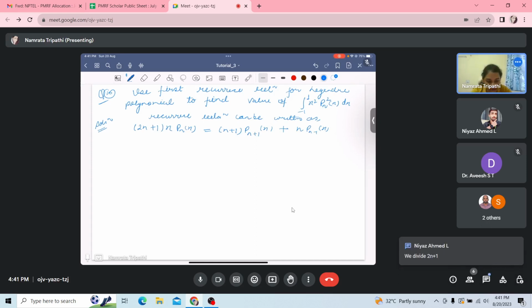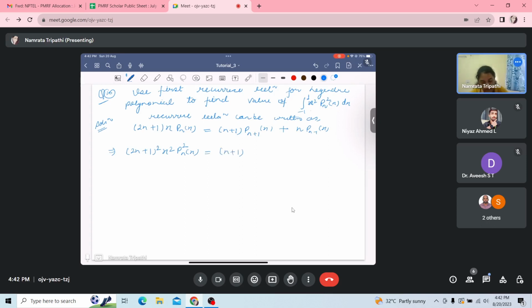We divide by 2n plus 1 on the right hand side. We can divide also and square both sides. Yes, we can square, so that we will get x square Pn x. Here the motive is to calculate this term x square Pn square. So we have to square this recurrence relation so that we can get x square Pn of x square.